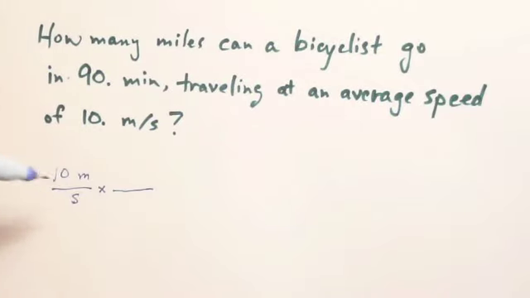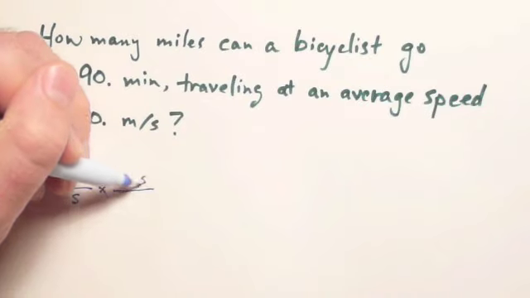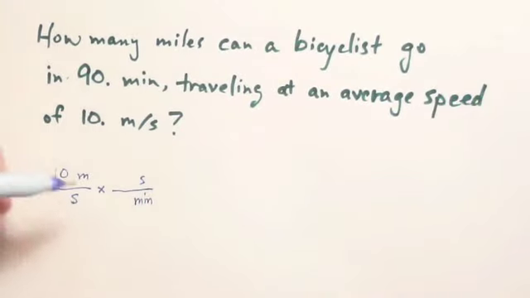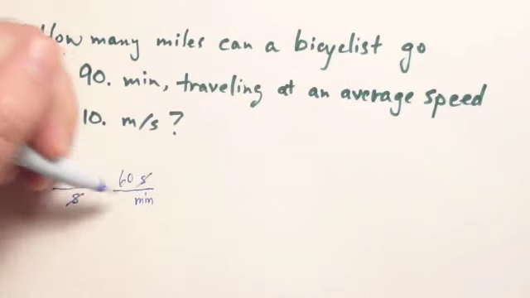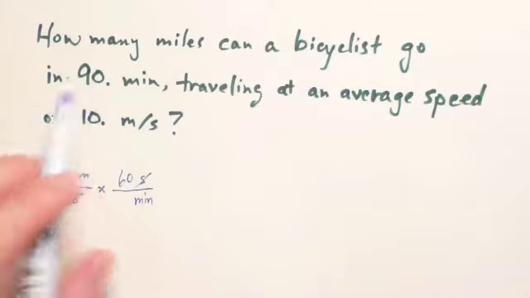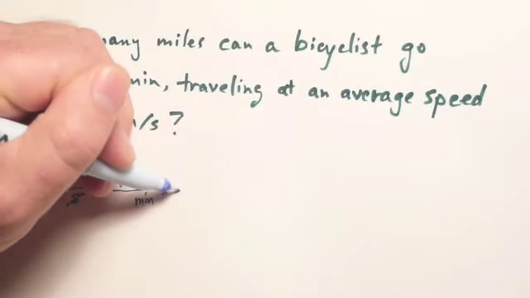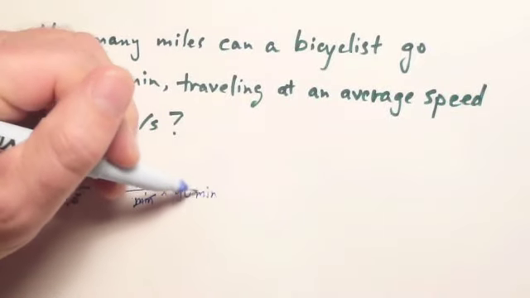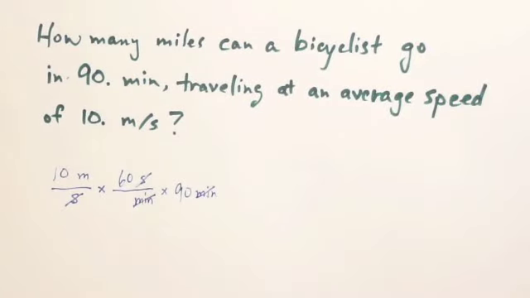We need a conversion factor that has seconds in the numerator and minutes in the denominator. You might know how many seconds are in a minute, 60. Seconds will cancel, and now we can multiply by 90 minutes. Minutes in the denominator and numerator cancel, and this calculation gives us a distance in meters.